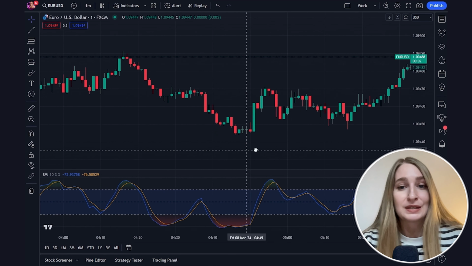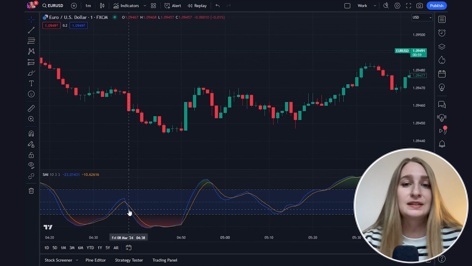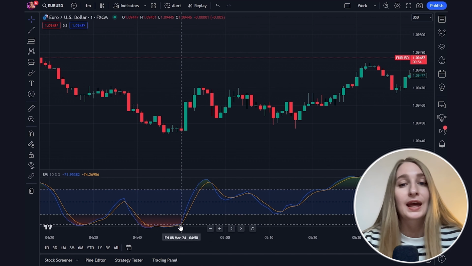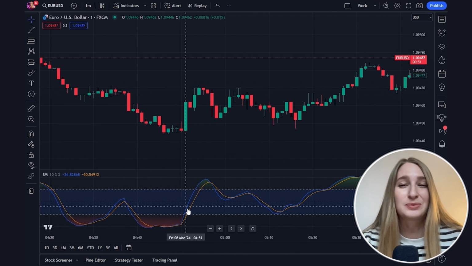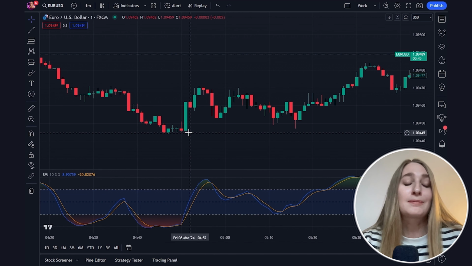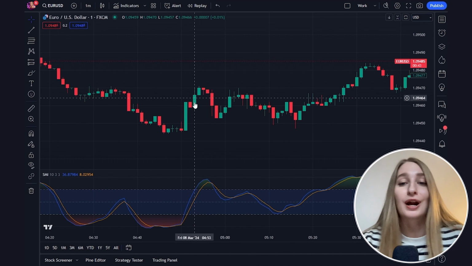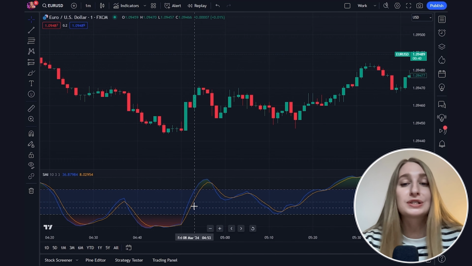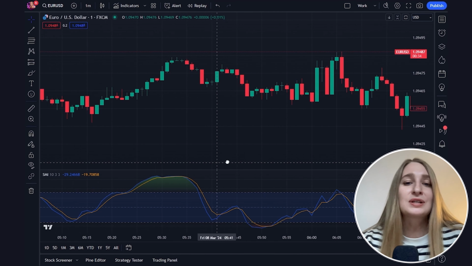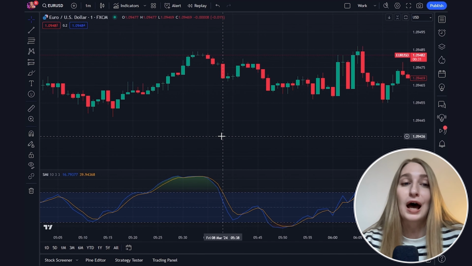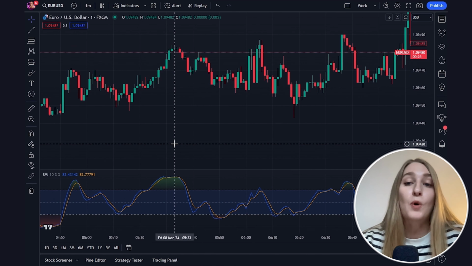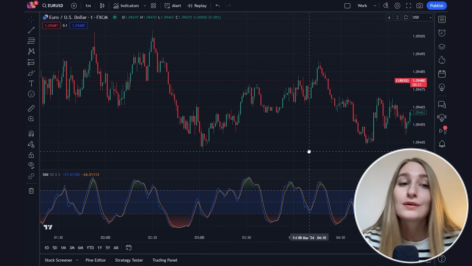For example, in this place we can determine that the line has gone beyond the lower boundary, and the red zone has already appeared. What that tells us is that the price has gone up subsequently. So we could at this point open a trade and make money. On the chart we can see that the price has gone upwards, and according to the SMI indicator the line has also gone upwards. Here we have the line going down, and on the chart we also have price going down, so you could have opened a trade and made money on it.